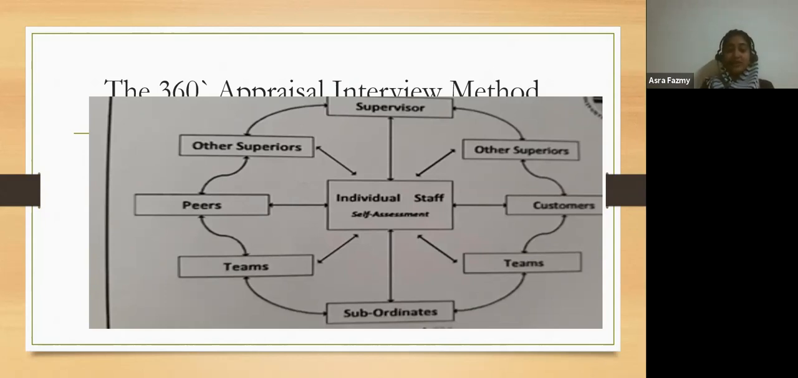Unbiased means you can't support anybody. You have to treat everybody the same way, because it is not only your opinion; you can get opinions from different people. So what I want you all to do is your own research on the advantages and disadvantages of this 360-degree appraisal. Whatever we are studying is very little, so I want you all to do some research as well. Clear?